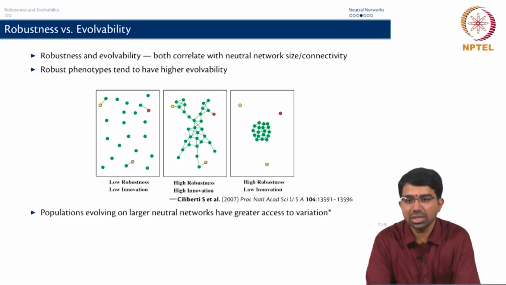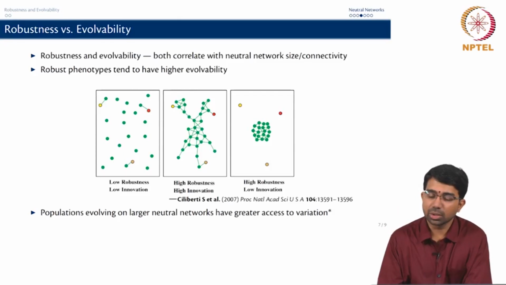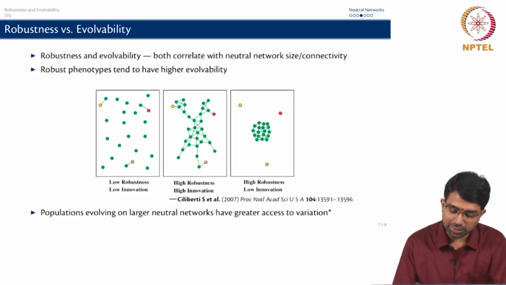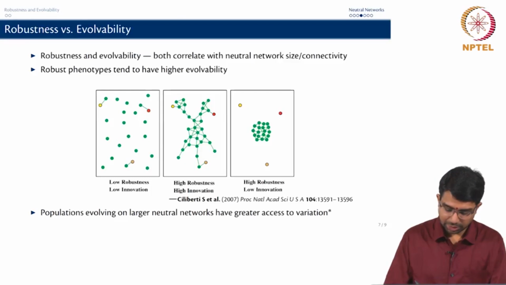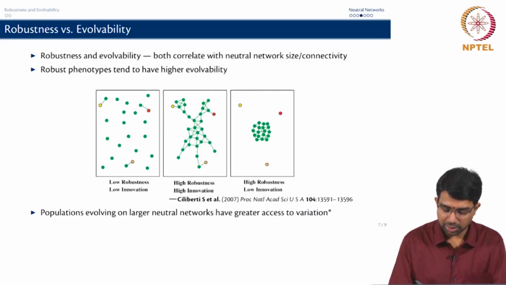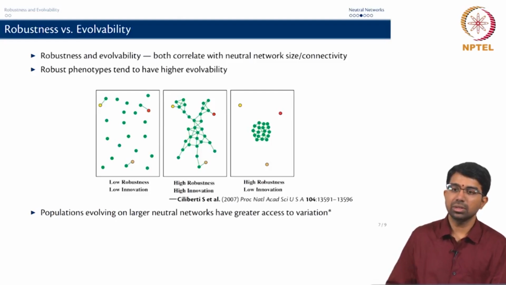But essentially the idea is this: if you have a large neutral network, you can harbor more mutations without damaging the phenotype, and it also gives you the ability to get closer to newer phenotypes. Because you started off here, you can go around all along and reach some place like this, whereas here you can't go anywhere, and here you can just keep circling around. You can still never reach one of the novel phenotypes.